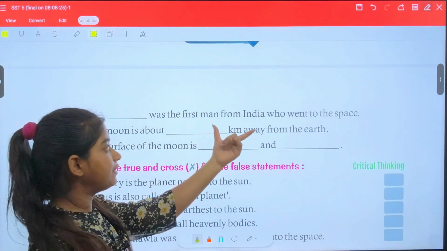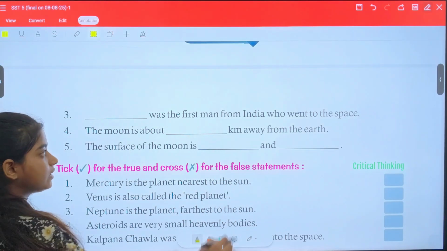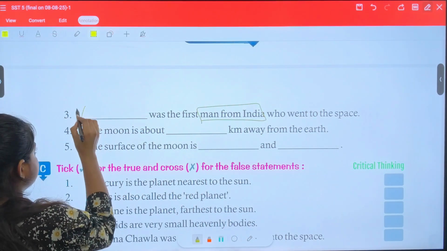Dash was the first man from India who went to space. So they are talking about India. So that is Rakesh Sharma.